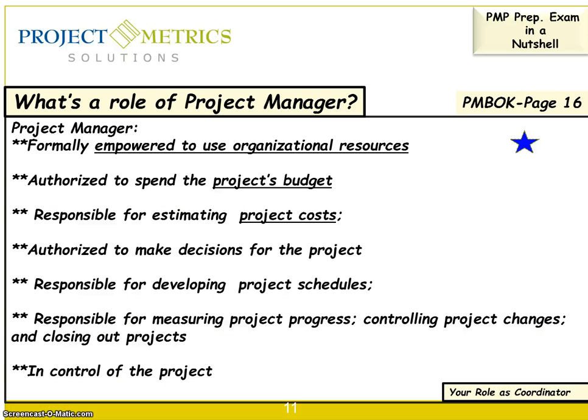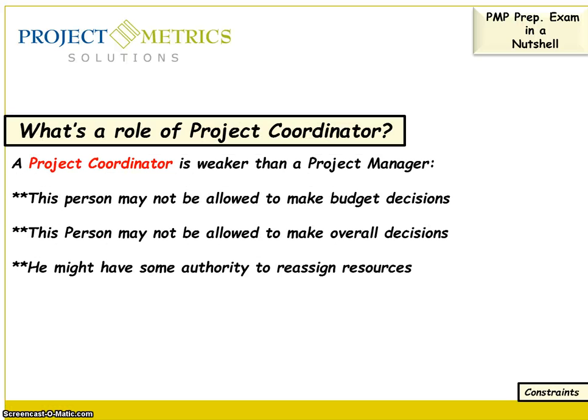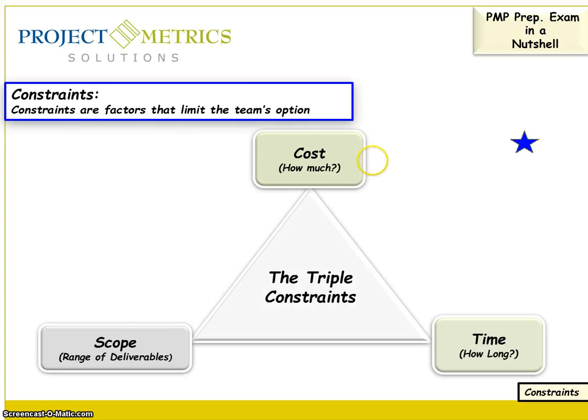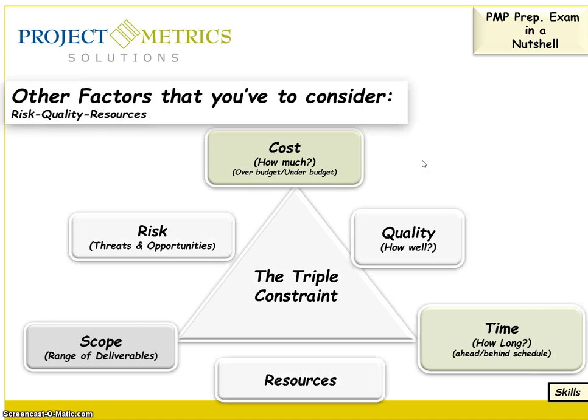What's your role as a project manager? You look at it and spend some time on it, pause, use your mouse, and see your role as a project coordinator. When you take the exam, you also have to know what a constraint is, a factor that limits the team's options or your options while you are trying to finish and finalize your project. You find yourself limited by cost, time, and scope. Those are called the triple constraints.